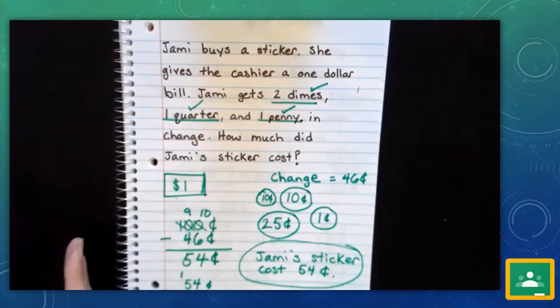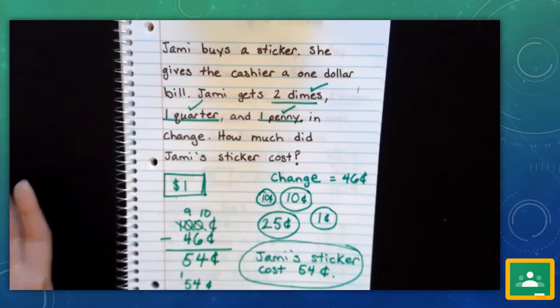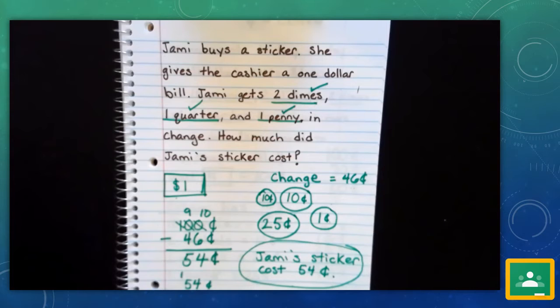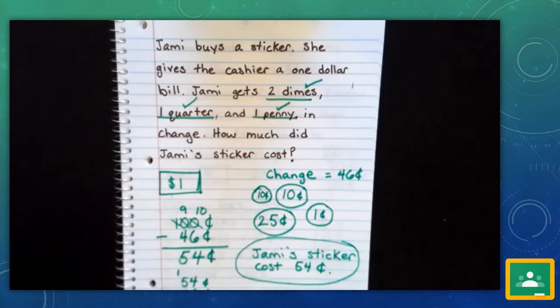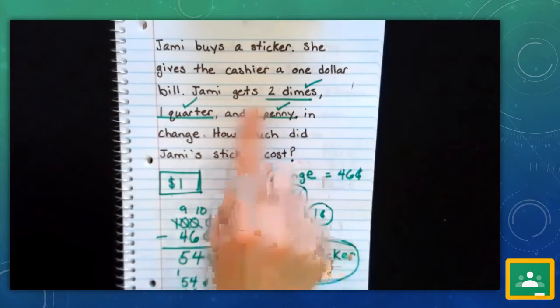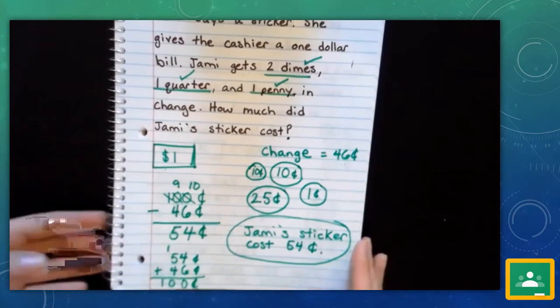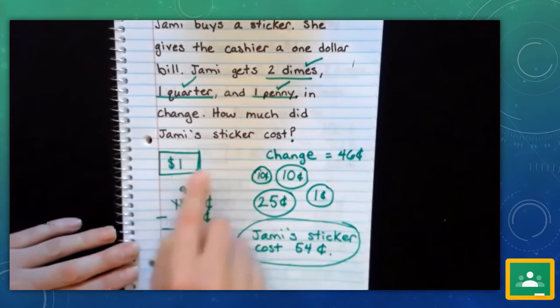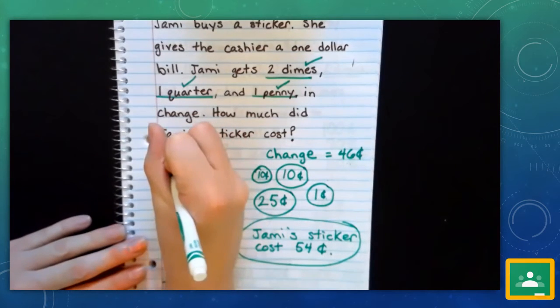So this time, we don't know how much the item cost. We know that Jamie gives that cashier $1, just like Ricky did, but instead of knowing how much Jamie's item costs, we are given the information about how much she got back in change. And it's not given to us in cent form, it's given to us using a list of coins. So what I did to solve this problem is I wrote the $1 so I don't forget. That's what Jamie gave to the cashier. She paid with $1.